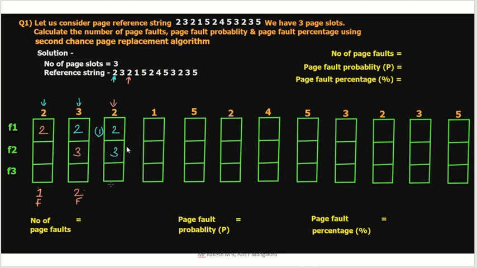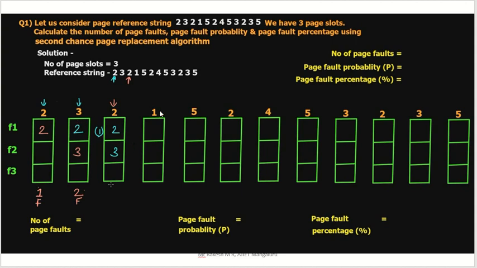So how to represent the second chance? Initially we write the same numbers, 2, 2, 3, 3, but since we are giving a second chance, in brackets we have to write bit 1. This is very important. In brackets we mention bit 1, because the CPU asked for that entry, a page hit occurred, so we are giving one chance to 2. Okay, so this one is fine.